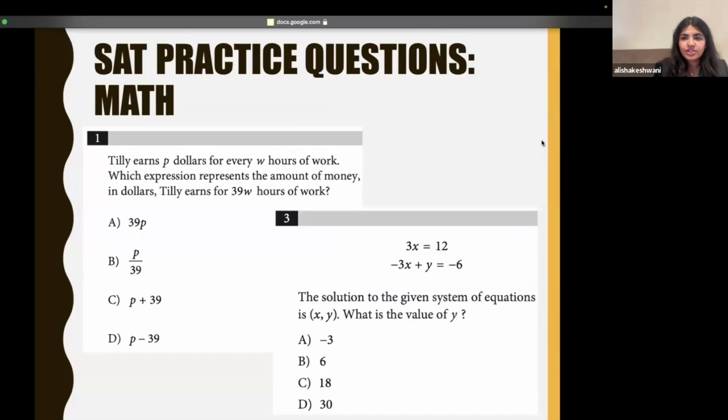Okay, and then we just have two SAT math questions to practice. If everyone wants to try number one.